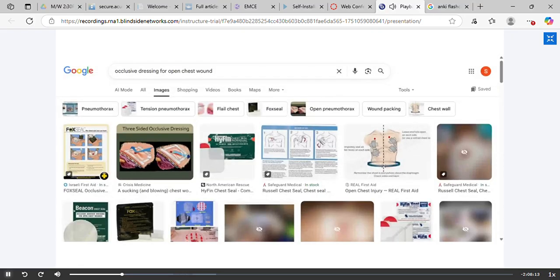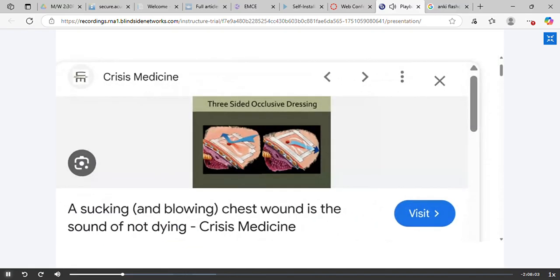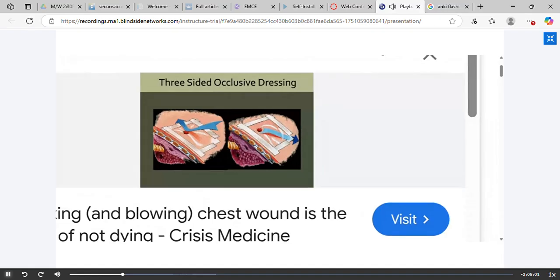So what you want is you want this occlusive dressing to be on your patient in a way that it's going to make sure that the air does not go in, but it still has a part where the air can vent out from the hole.